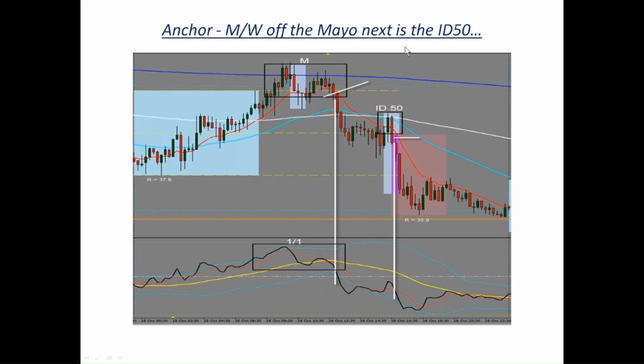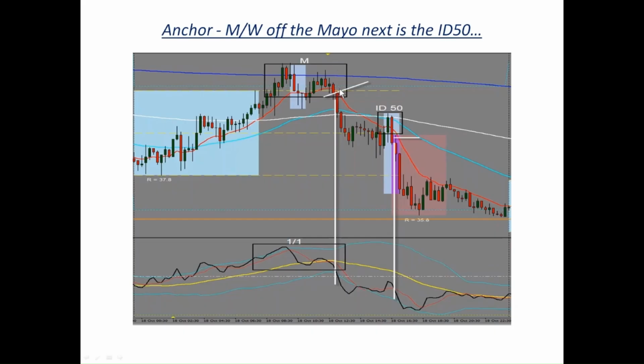This is the next move, right? So anchor is your M and W of your Mayo. Your next move is the ID. So here's the M of the blueberry. If you have enough pips, take it. If not, you pass. All right? But for illustration purposes, here's the M of the blueberry. Then they pull back. They hit it, railroad tracks. Okay, here's the out of band, in the band move. And then here's the little RSI signal line cross. They rolled over and you short again. That's an ID. So you know once you have an anchor, your next move is an ID move. Okay?